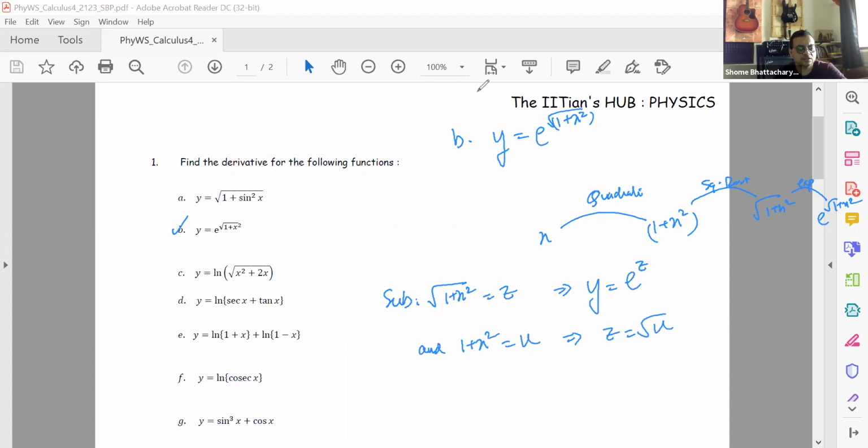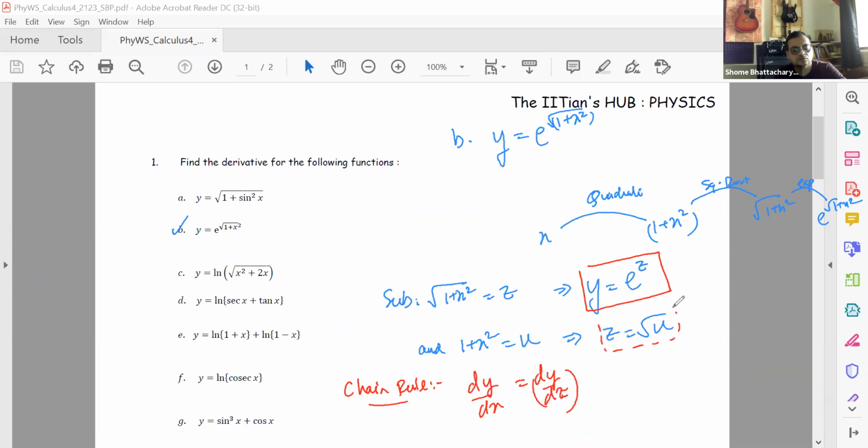Now when we come to the chain rule step, we want to find dy by dx, but we have written y in terms of z. So that will be dy by dz, then z is expressed in terms of u, so into dz by du. And finally, u is expressed in terms of x.